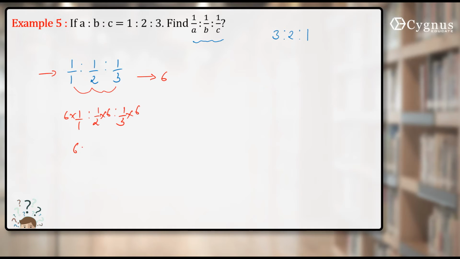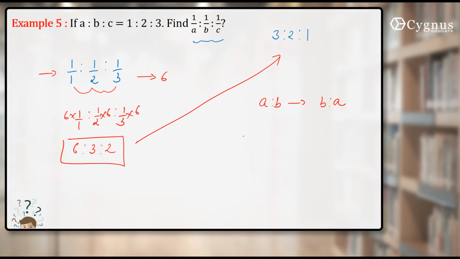So what do we get here? 6 is to 3 is to 2. So getting a different answer. It's not 3 is to 2 is to 1. What does it mean? If there are two numbers A and B, then their inverse ratio would be B is to A. But if there are three numbers A, B, and C, their inverse ratio would not be equal to C is to B is to A. You'll have to calculate it in this way.